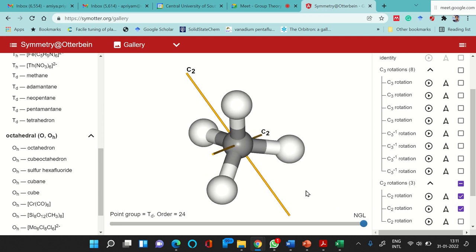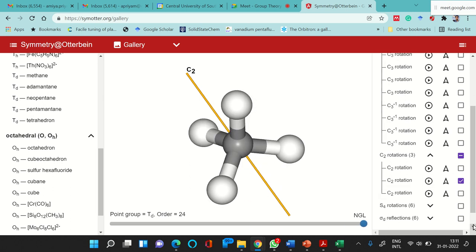So 180 degree rotation along any of these. If I first perform the rotation along this one, you are getting the same thing. Similarly, if you perform a 180 degree rotation along this, it gives you the same. So these are the C3 and C2 axes that are present.